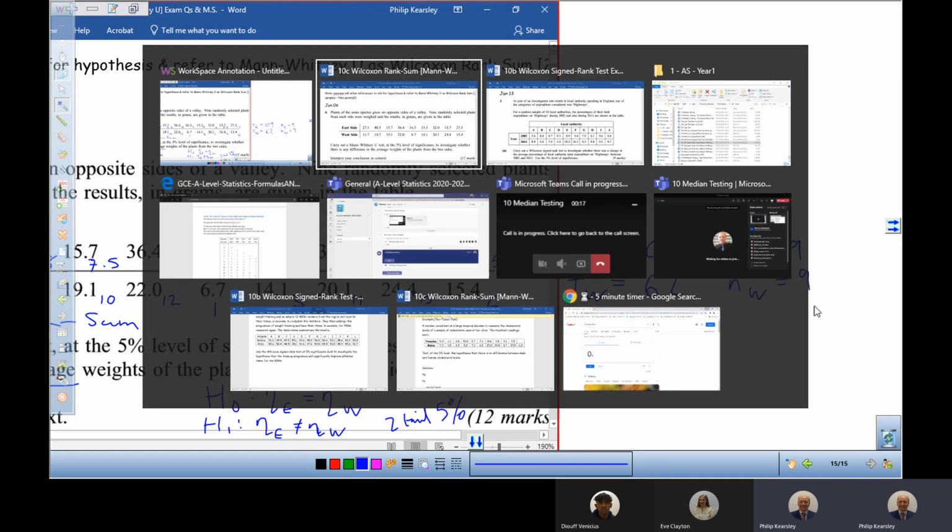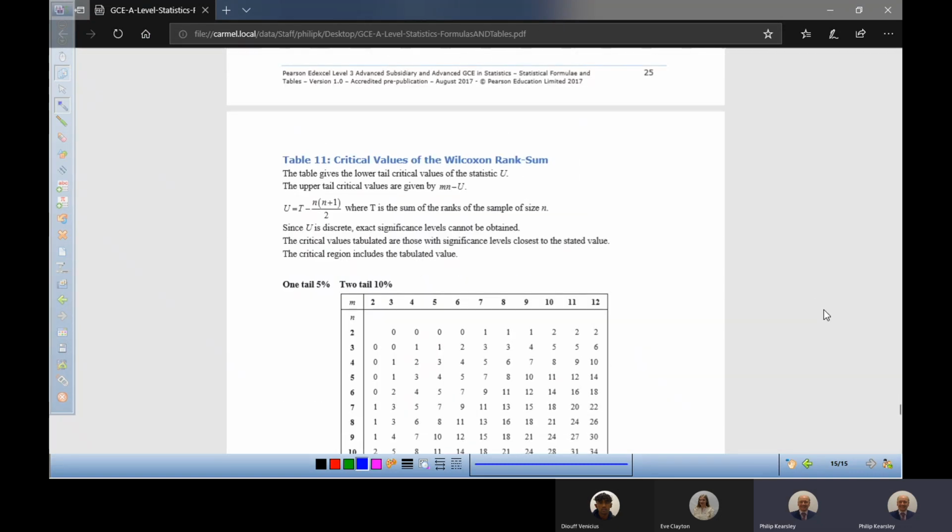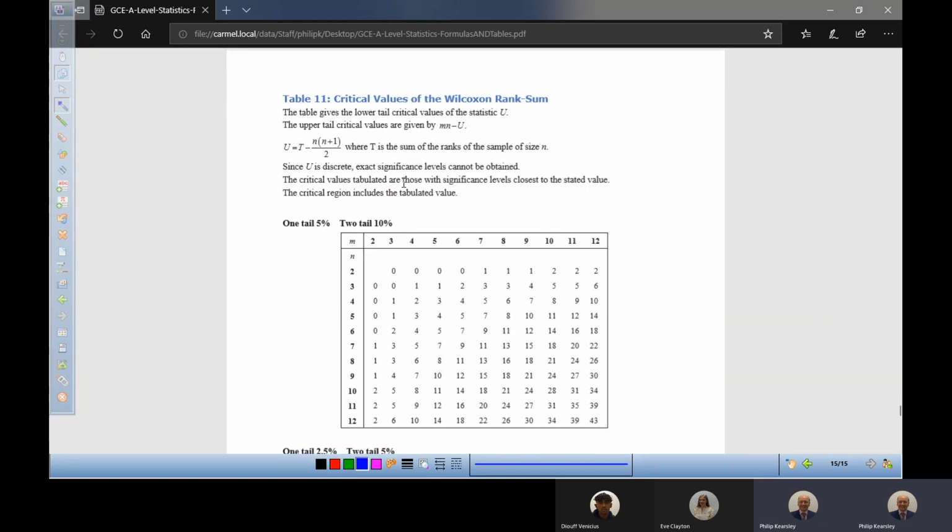So when you're looking up your critical value, hopefully you get a reminder for rank sum that U is the test statistic. Oh, I've not got a U, I've got a T and a T. U is T minus N(N+1)/2. Here, thankfully, N is 9 and N is 9. So we're going to use 9 twice.